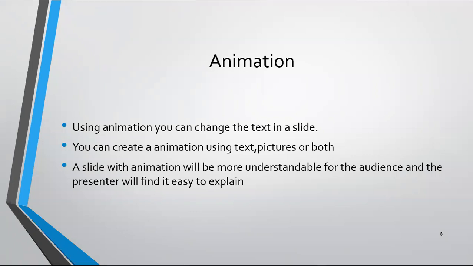So, the next thing, you can create animation using text, pictures, or both, right? When you are going to create an animation, we can add text. That means we can apply an animation to a text, and also to pictures, and also we can combine text and pictures, and apply some animations, right?